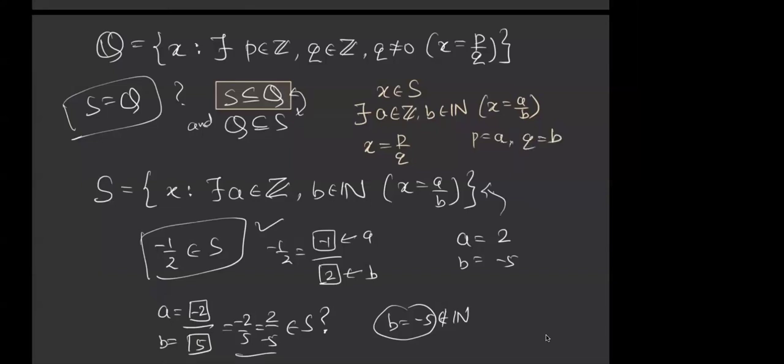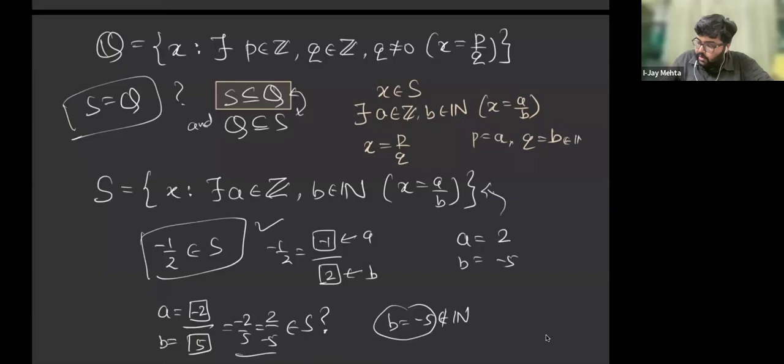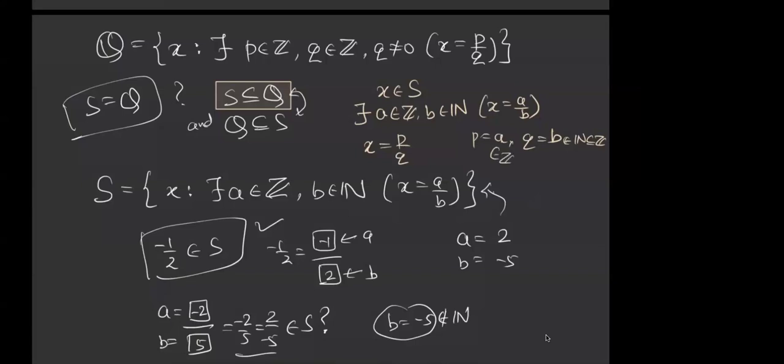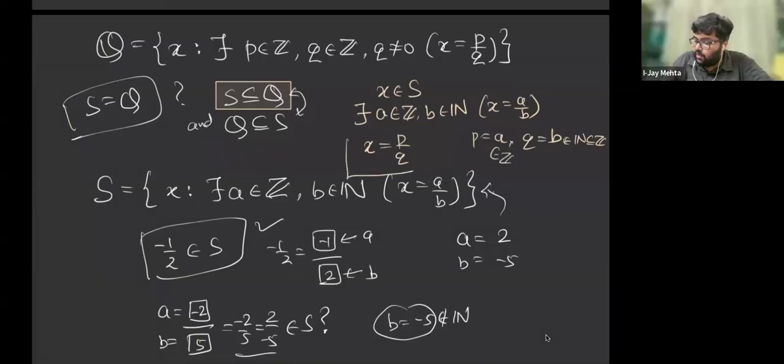B is a natural number, but I already know that natural number is a subset of integer, right? Yes. And A is an integer. Q is not equal to 0. So I have found P and Q, right? P equals A, Q equals B. I've written it in the form of P by Q. So I've shown that X is in Q. So we are done.